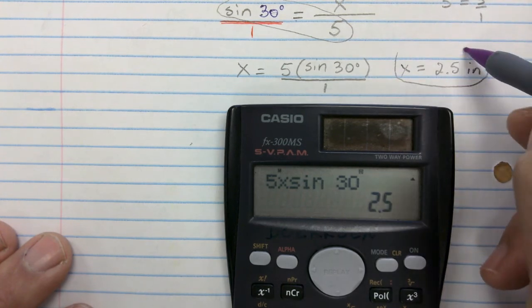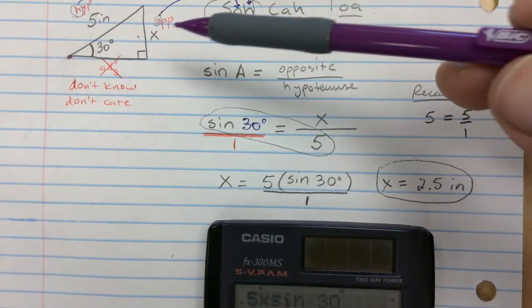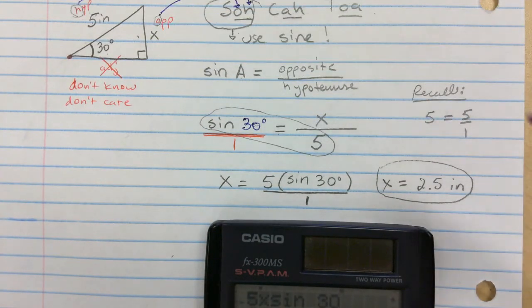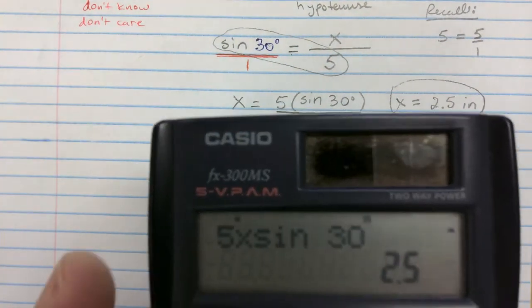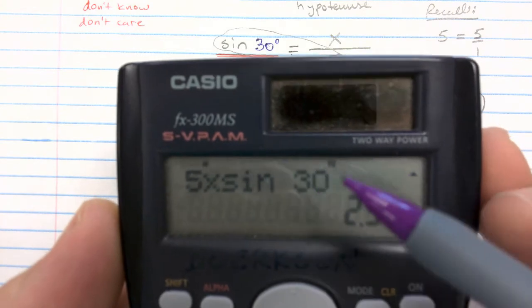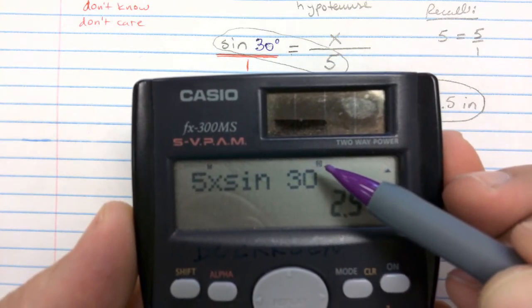And so now you have found that this side up here, the opposite side, is actually 2.5 inches long. Okay? Now, some issues that you might have: make sure your calculator is set to degrees. I don't know if you can see it, it's hard to see. There's a little D there.